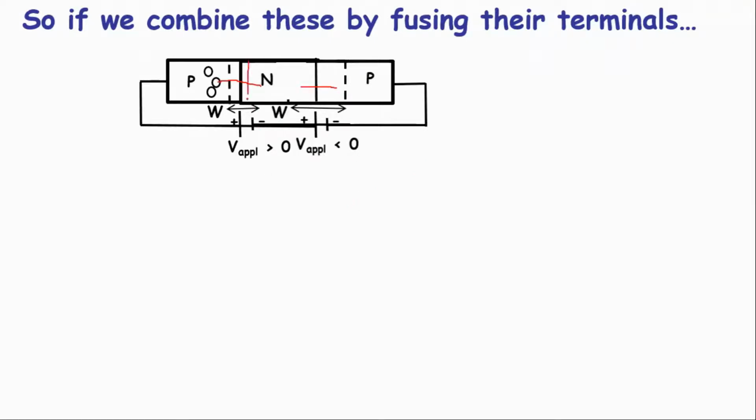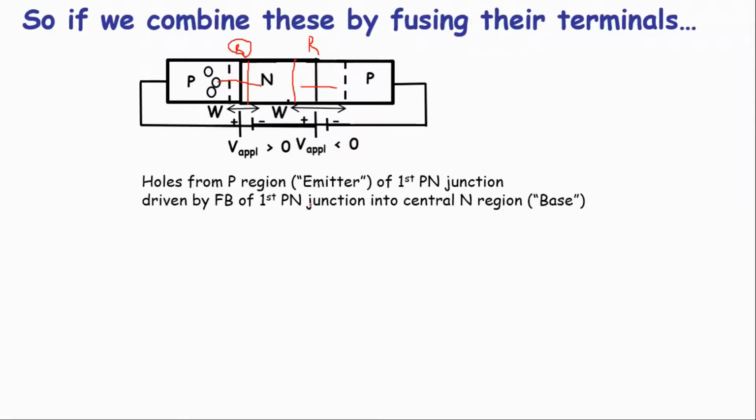Here depletion width is less, here depletion width is more. Less depletion width means less resistance, and more depletion width means more resistance. So this resistance is R on the higher side, this resistance is small r on the lower side. Here you can see holes from the P region. This is emitter, this is base, this is collector.